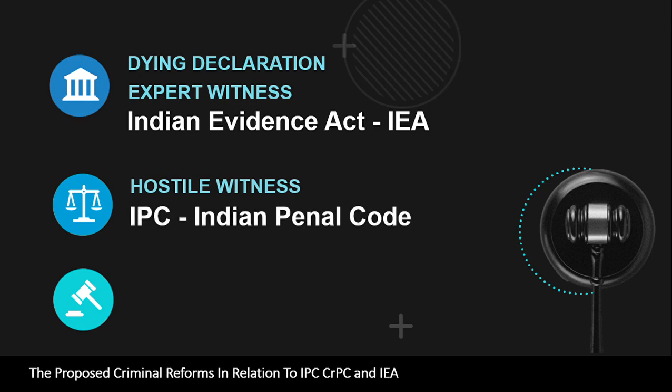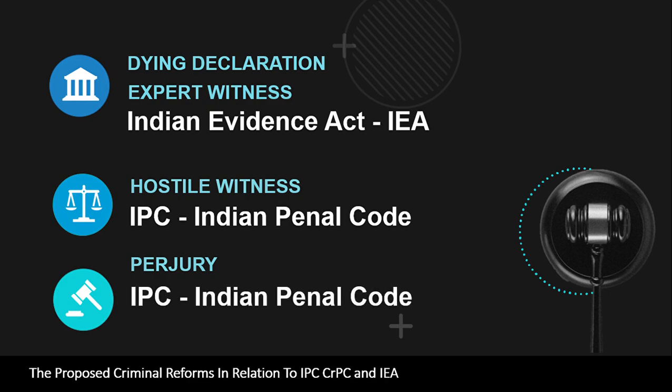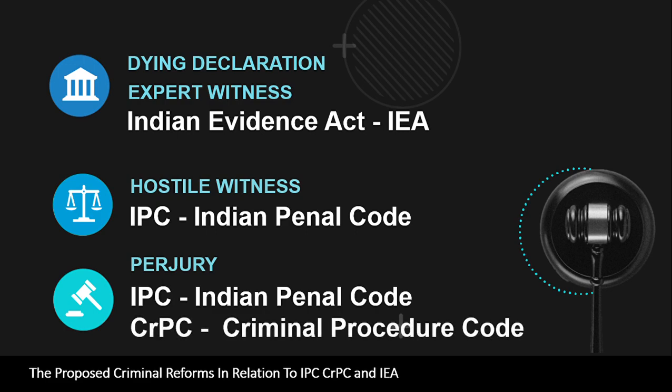So a hostile witness will be punished under what section? Obviously IPC. And next we have perjury. Perjury is someone who comes to the court with the direct idea of giving a false statement. Hostile witness is someone who changes a statement from one court to the other court. So again, for perjury, what will the sections involve? IPC, Indian Penal Code, for defining the offence and prescribing the punishment, and CrPC to tell the mechanism by which the punishment should be administered to him.